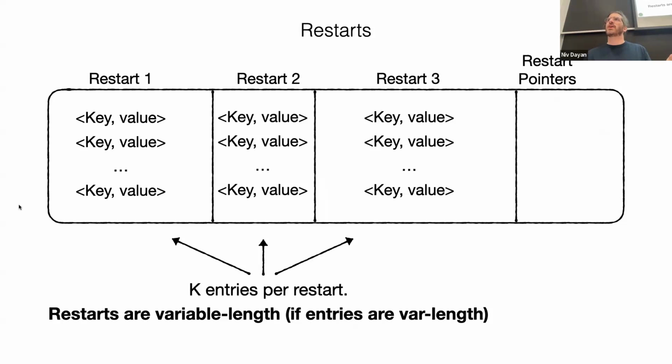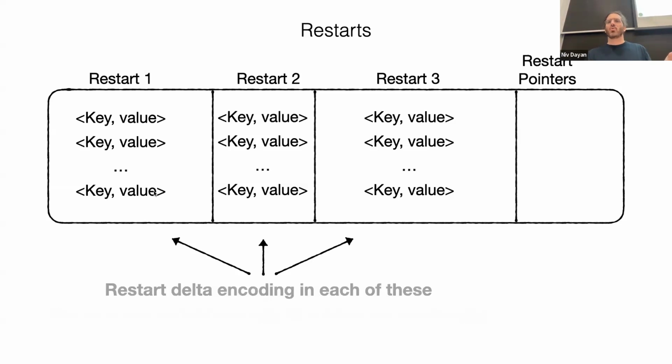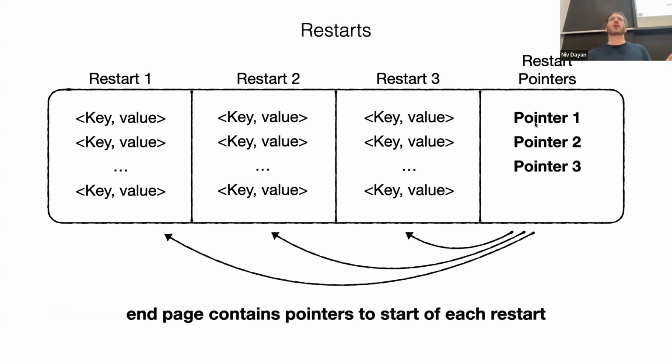Because your data consists of variable length strings and you're fixing the number of keys, each one of these restart intervals can actually be variable length as well. And so what we're going to do is store pointers at the end of the page to the start of the different restart intervals. Yes? Pointers to the location. We don't want to store the keys here because the keys are variable length. Yes, that's exactly what we have to do.